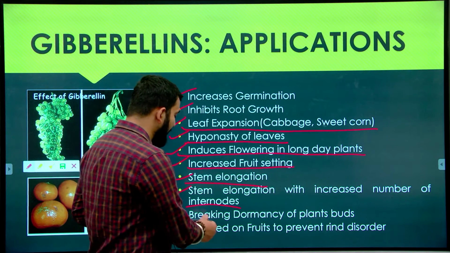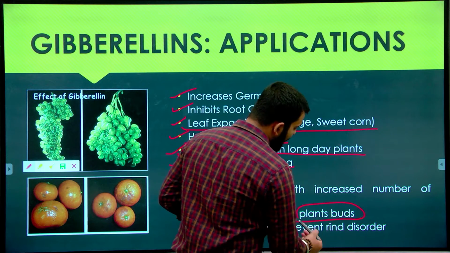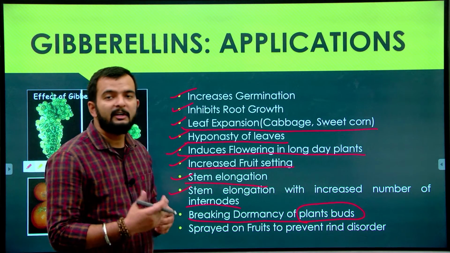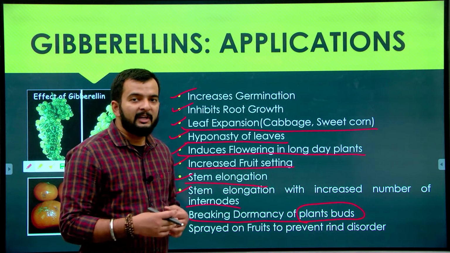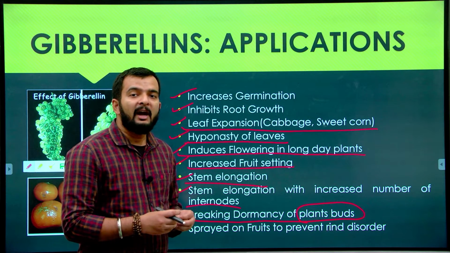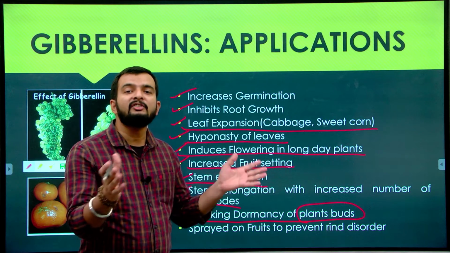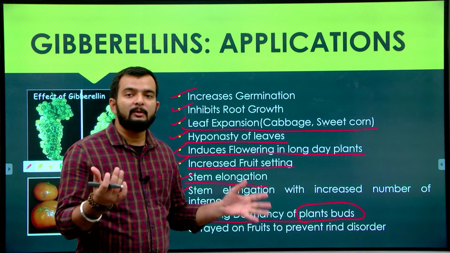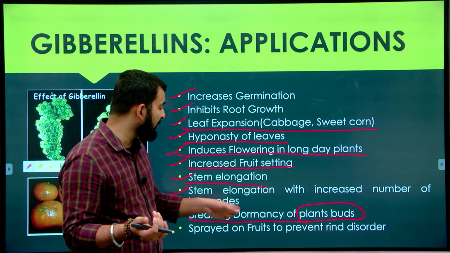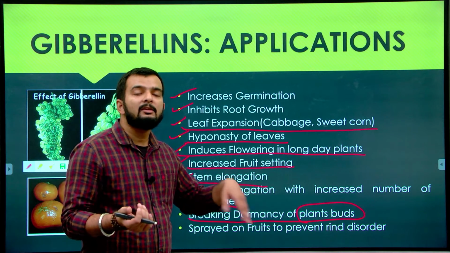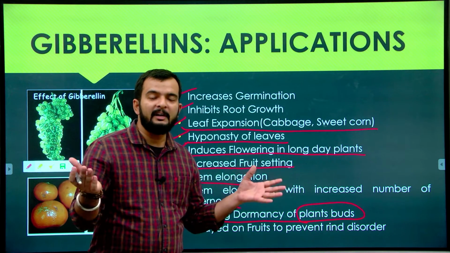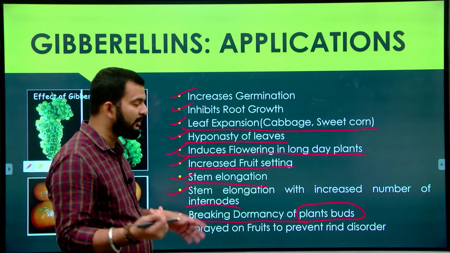Breaking dormancy of plant buds. So, if your plant buds have been dormant for a specific time, with the application of gibberellin, these buds will start to grow out, and they help to branch out the plant, right. So, more branches will be produced. It breaks that dormancy and supports the later growth of the plant, like branching will be promoted.